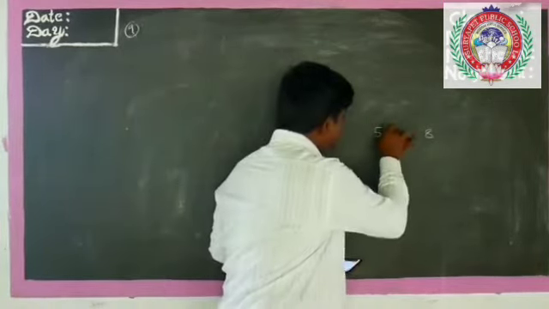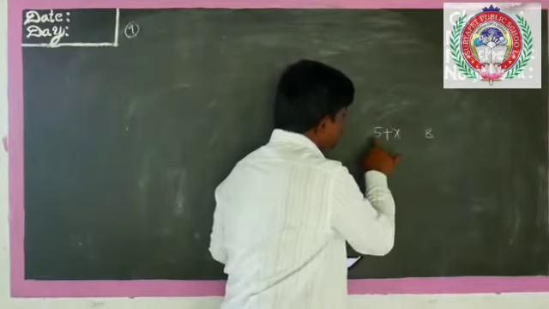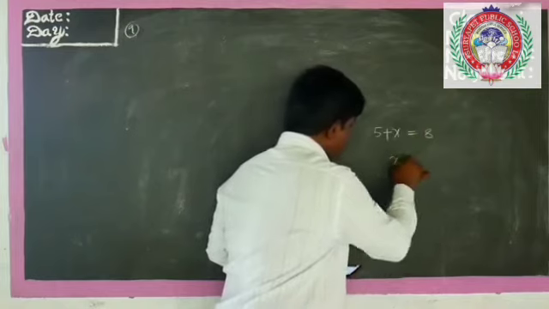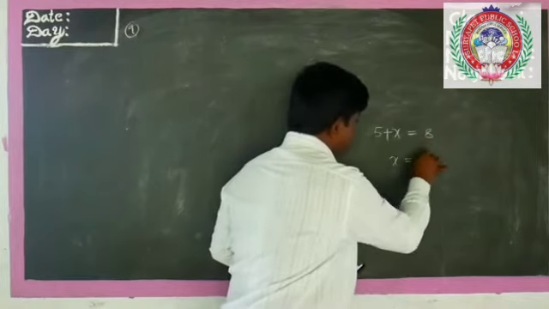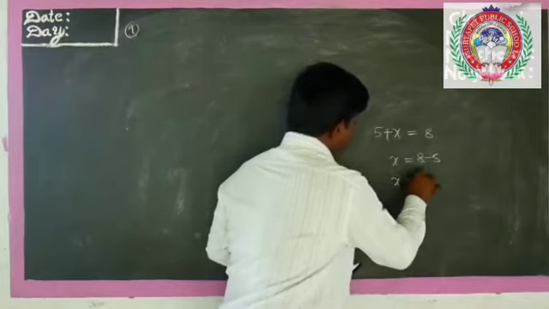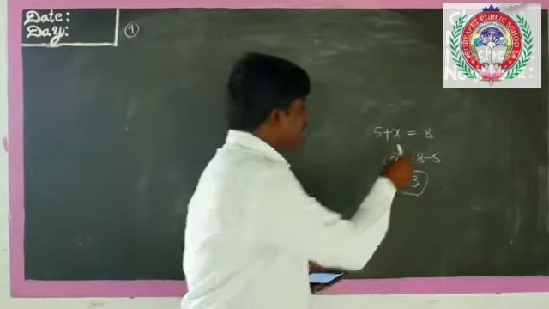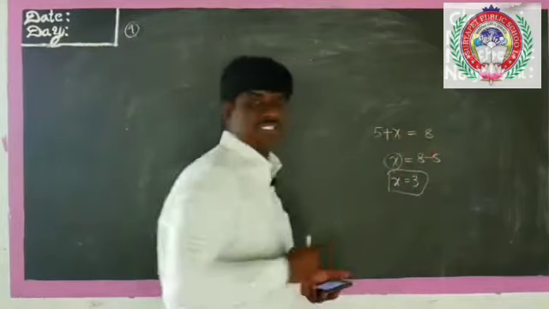Very simple. Let us assume that number as x. So 5 plus x is equal to 8. So we need to find the value of x. Transpose plus 5: 8 minus 5, x equals 3. So how do we get that added number? It is very simple: the difference of these two numbers.